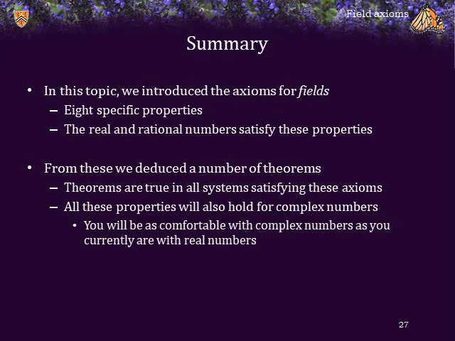So in this topic, we introduced the axioms for fields. There are 8 specific properties or axioms, and the real numbers and the rational numbers satisfy all these properties. From these, we can deduce a number of theorems, and one thing that is nice about these results is that they must apply to all systems satisfying those axioms. All the properties that hold for reals also hold for complex numbers. You should be, and hopefully at the end of this course, you will be as comfortable with complex numbers as you currently are with real numbers.